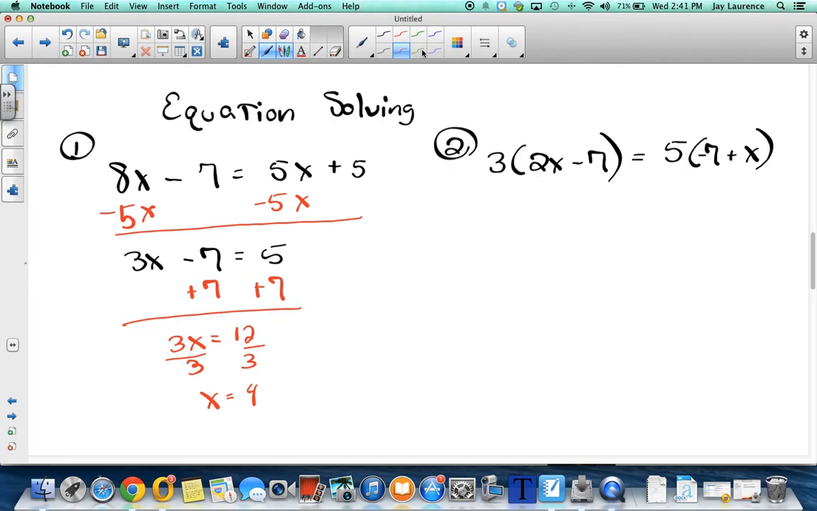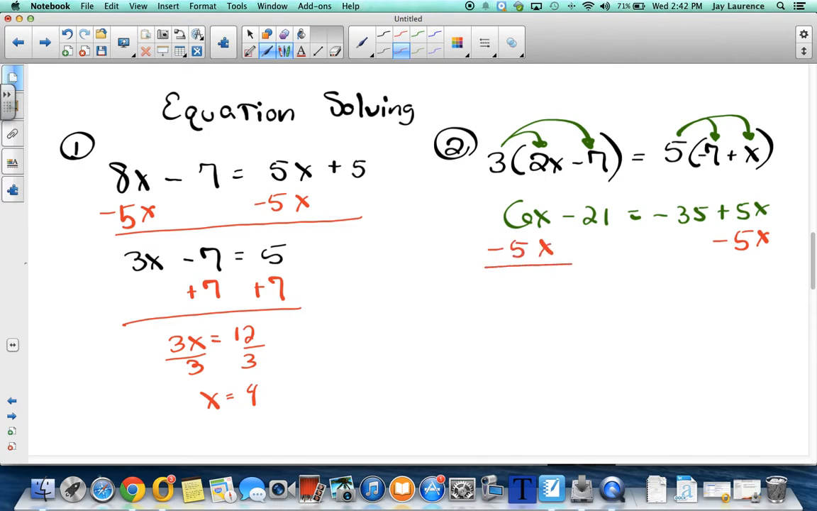Okay, on the second problem here, I'm going to distribute the 3. And of course, I'm going to distribute the 5 over on the other side. Okay, when I do that, I'll get 6x minus 21 equals -35 plus 5x. Looks like the last problem. I don't like the fact that there are x's on both sides, so I'm going to take one of the x's away. I've just been trained to take the smaller of the two x's away. It's not wrong to take the larger of the two away. It just tends to make things a little bit easier, in my opinion.